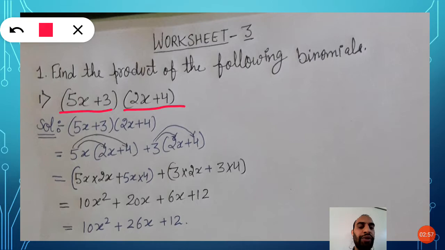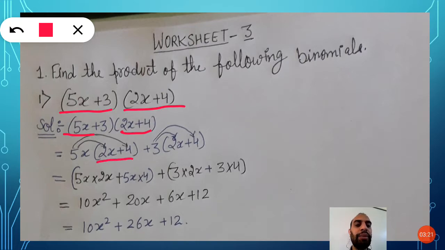So as I told you, your first task is to write the question as such. Then the next part is to write the first term from the first bracket. So what is the first term in the first bracket? You can check here. It is 5x. I did underline, that is 5x. So take 5x outside and the second bracket is 2x plus 4. Write it as such. You can see in the second step I have written the same.